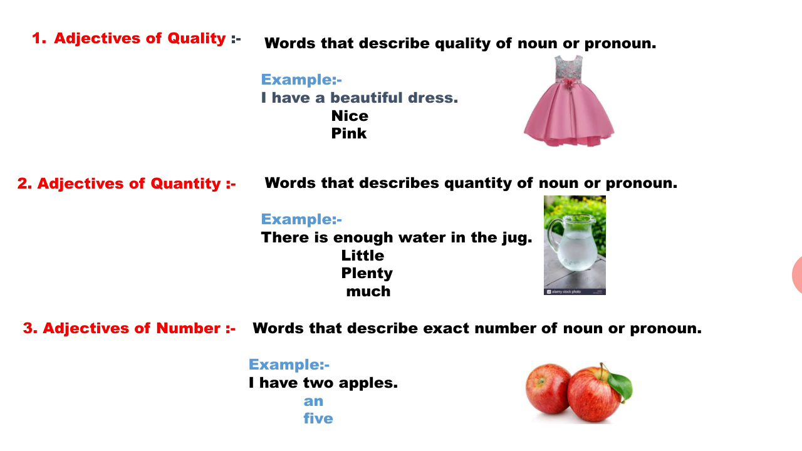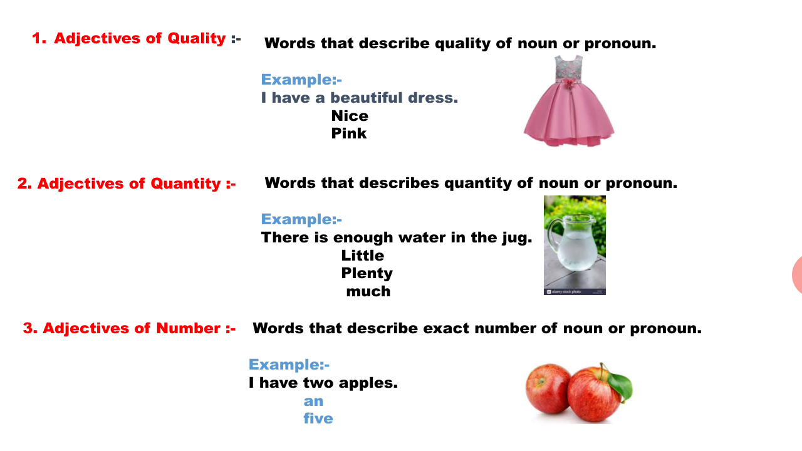Now, first we will see adjectives of quality. Quality means what? The words that describe the quality of a noun or pronoun. For example, in the sentence: I have a beautiful dress. This picture of the dress tells us that this is a beautiful dress. If you want to add more information and describe the dress more, how would you describe it? Like, I have a nice dress, I have a pink dress. So all the words like beautiful, nice, pink are adjectives of quality.